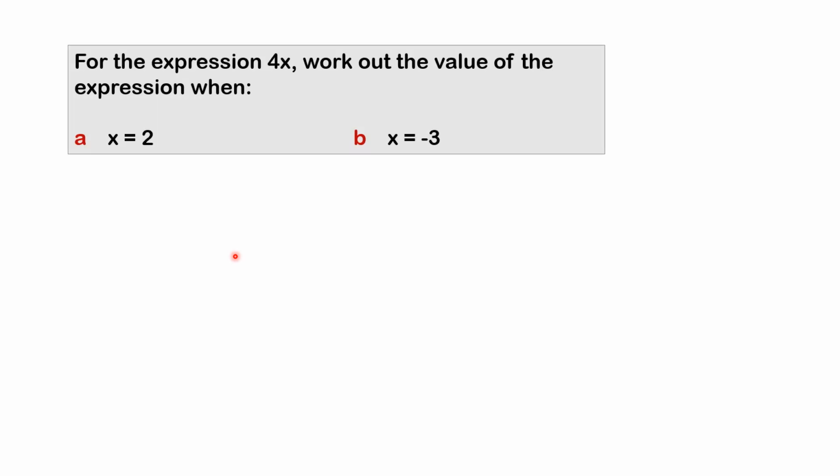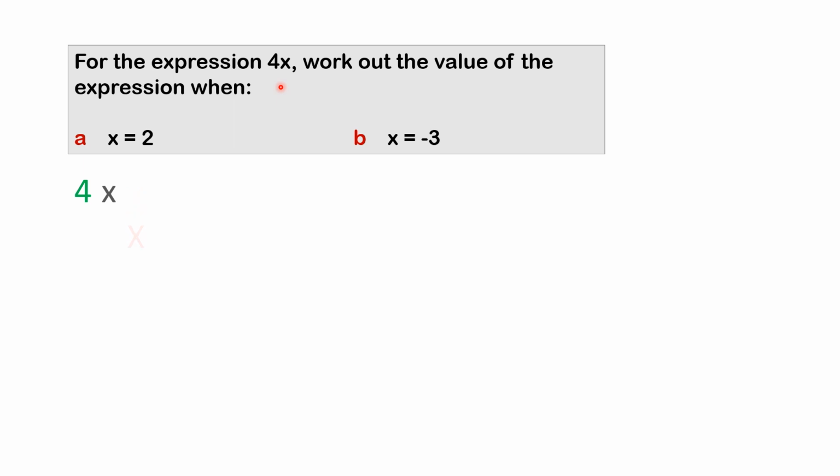This is one last question before we move on to our lesson. For the expression 4x, work out the value of the expression when x is equal to 2 and when x is equal to negative 3. So we know that there's 4 and x involved in this expression. x is changing here, as you can see. And if you remember, when there's nothing in between the letter and the number, you can just assume that it's multiplying.